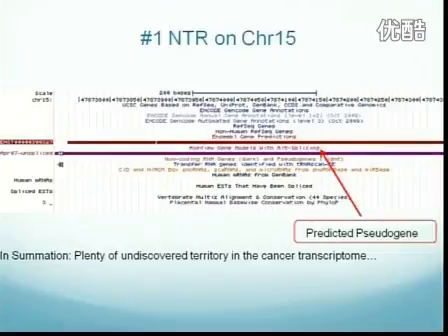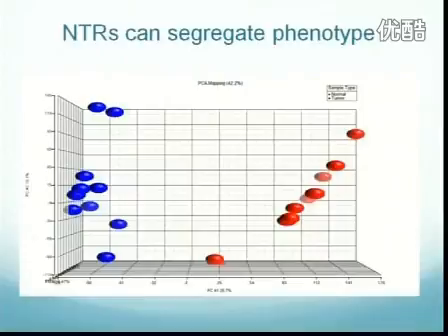So to summarize this idea of being able to discover novel transcribed regions from this data, there's plenty of undiscovered territory in the cancer transcriptome. I think we've just scratched the surface of understanding all the components of the cancer transcriptome. What was neat is that if we do a PCA analysis based on these novel transcribed regions, here's the normal, here's the tumor, and it seems to segregate the phenotype. But it segregates the phenotype with no protein-coding genes, no small non-coding RNAs, no tRNAs, no nothing. So I think it's quite interesting to see this separation of phenotype just based on these NTRs.